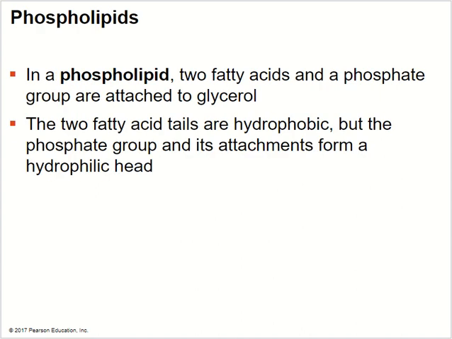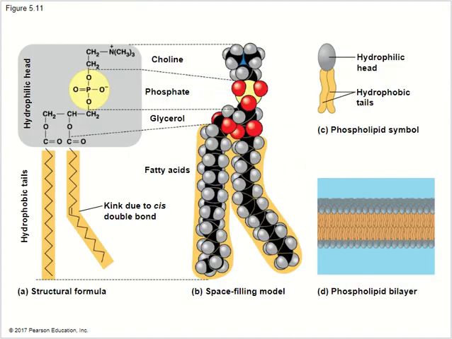A phospholipid is a type of fat where two fatty acids and a phosphate group are attached to a glycerol. Instead of three fatty acid chains, one of those is replaced with a phosphate group. The two fatty acid tails are hydrophobic, but the phosphate group and whatever is attached is usually hydrophilic, which is useful for making cellular membranes, as in all cells.